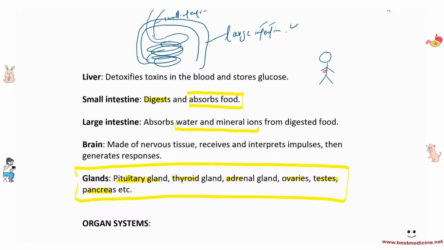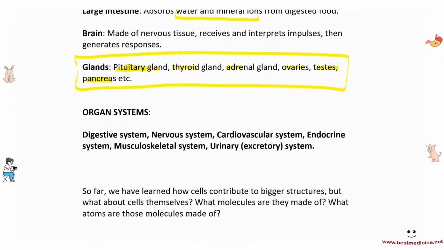The first system that we're going to be starting with is the digestive system. Apart from the digestive system, we also have all these different systems of the body, like the nervous system, which is made up of the brain, the spinal cord, and the nerves. We have the cardiovascular system, which is also called the circulatory system. It is made up of the heart, the blood vessels, and so on. The endocrine system contains the glands, like the pituitary gland, the thyroid gland, and the adrenal gland. Then there are the musculoskeletal system and the urinary system, which helps produce urine.